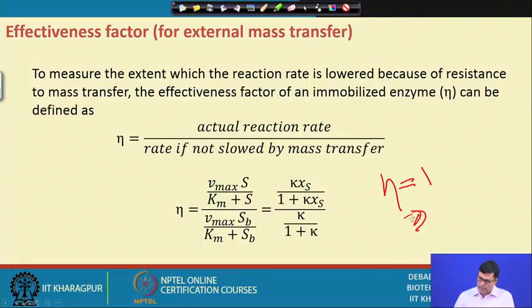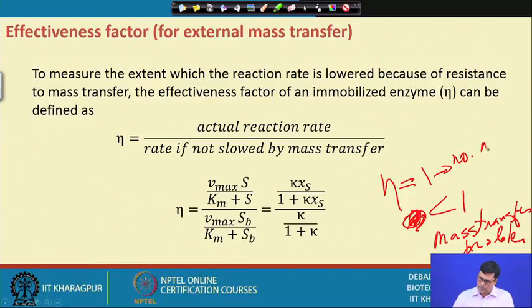Now when the eta value is less than 1, what is happening? That means your mass transfer or diffusion problem is there. That means the actual rate of reaction will be less as compared to when all substrate is available for the reaction. So when the eta value is less than 1, we have a mass transfer problem. Here there is no mass transfer problem. I hope you understand that.